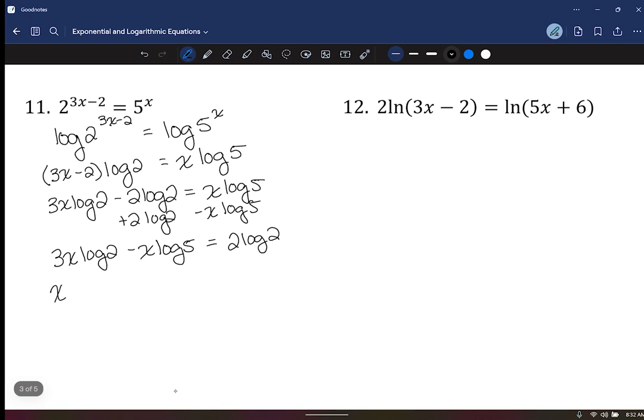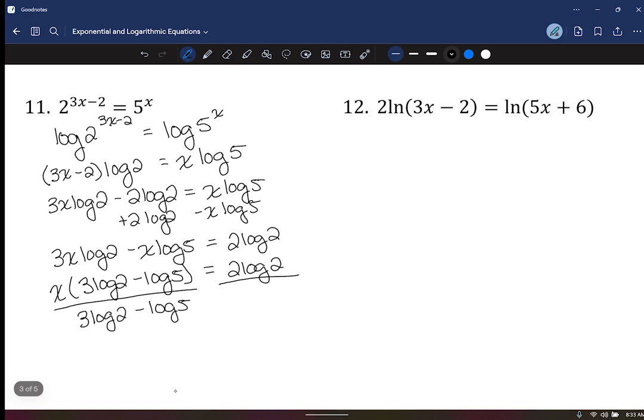And then I'm going to factor out that x. That leaves me with x times 3 log 2 minus log 5 equals 2 log 2. Now I'm going to divide by the 3 log 2 minus log 5. And then we're going to plug in the 2 log 2 divided by 3 log 2 minus log 5.